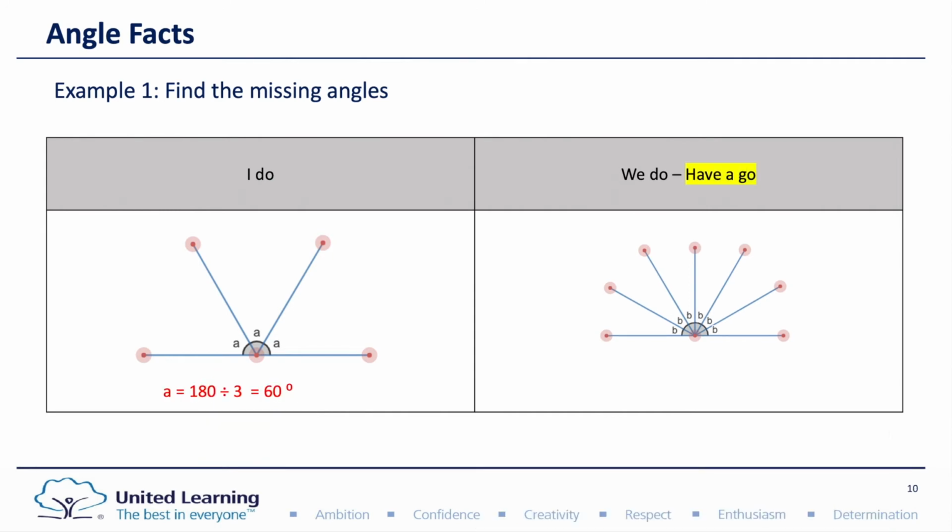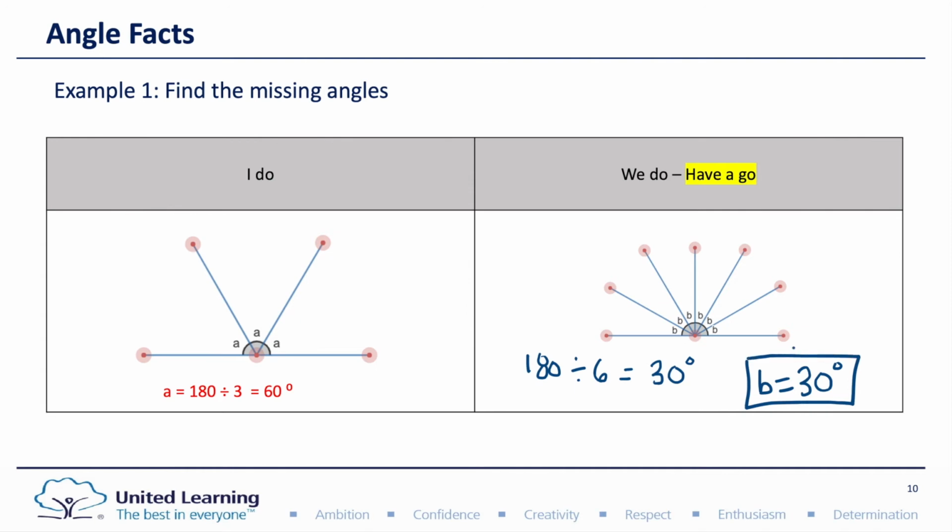Hopefully you had a good go at that. Let's take a look at the solution. So I again have a straight line here, but this time it's been split into 1, 2, 3, 4, 5, 6 equal angles. So what I want to do is take 180 degrees and split it into 6 equal pieces this time, which means each angle has a value of 30 degrees. So in this case, maybe you got B equals 30 degrees. If you did, well done, you got it correct.